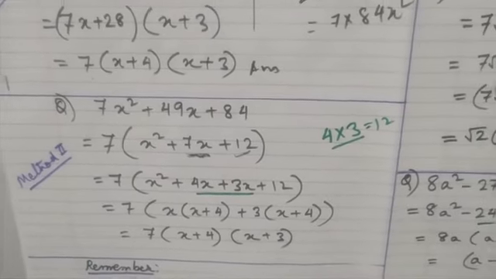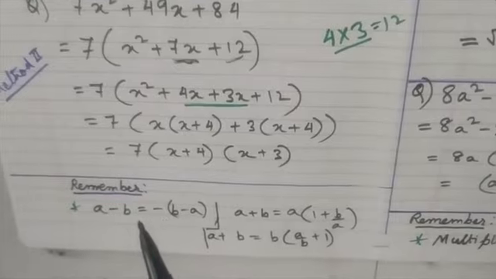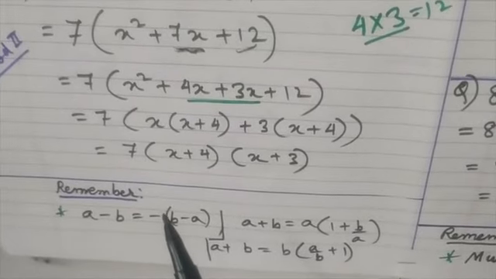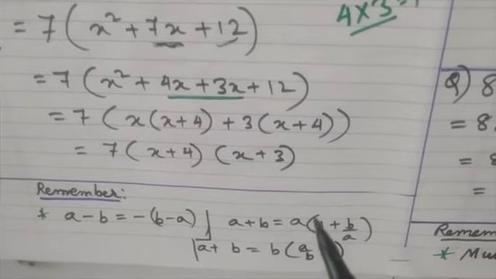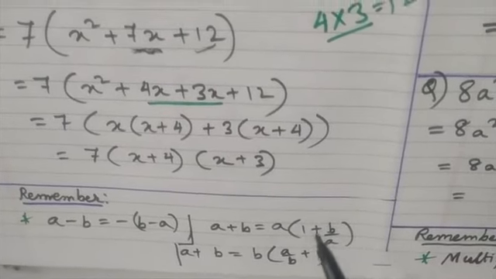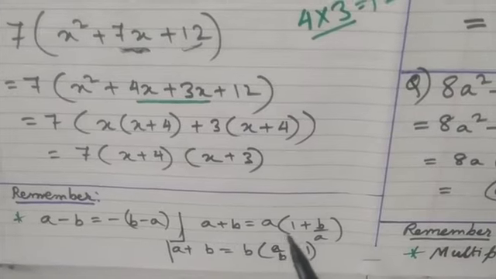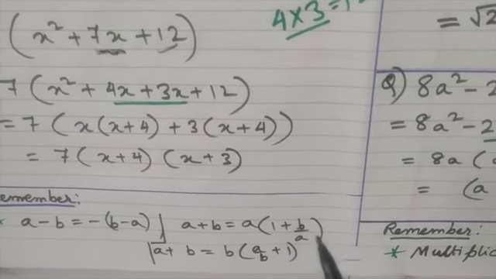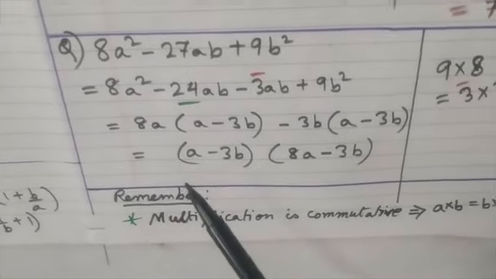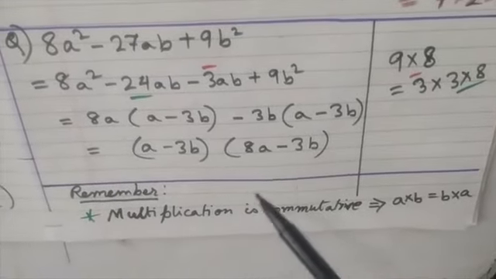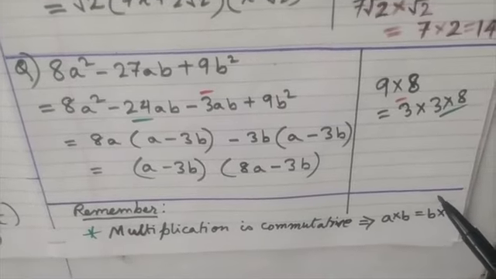I have done a few solved examples, but before that, please remember, from a minus b, if we take minus common, it becomes b minus a. From a plus b, if we take common a, 1 plus b by a, and from a plus b, if we take common b, we get a by b plus 1. And also remember, multiplication is commutative. A into b is equal to b into a.